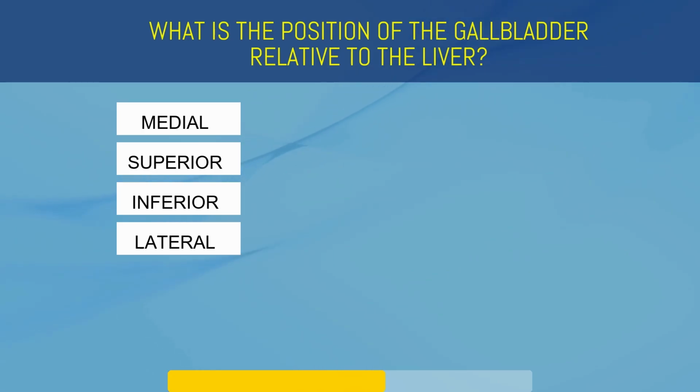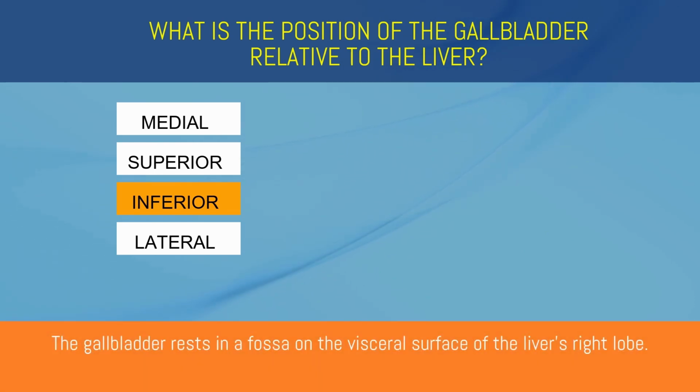What is the position of the gallbladder relative to the liver? Medial, superior, inferior, or lateral? Inferior. The gallbladder rests in a fossa on the visceral surface of the liver's right lobe.